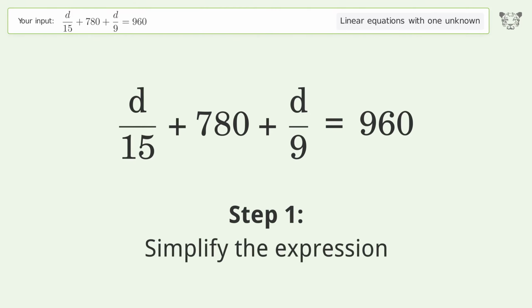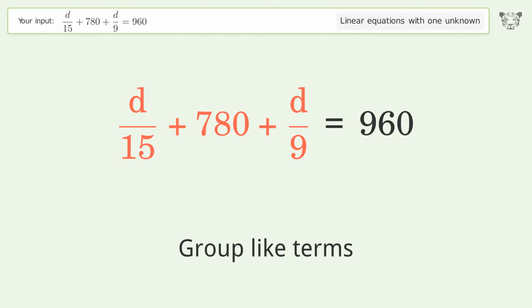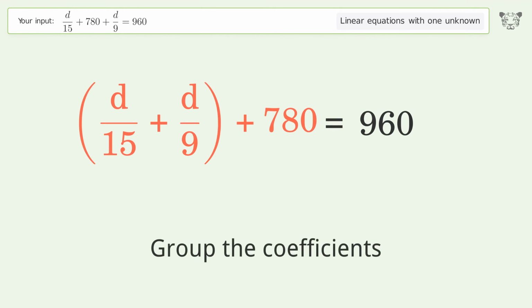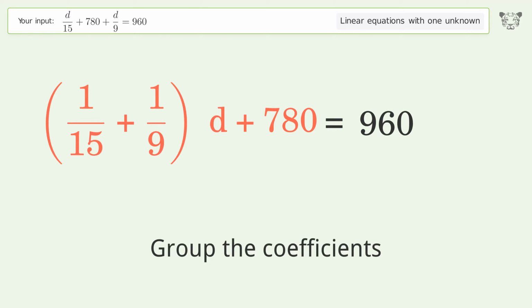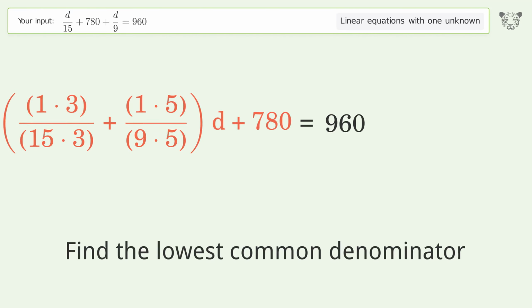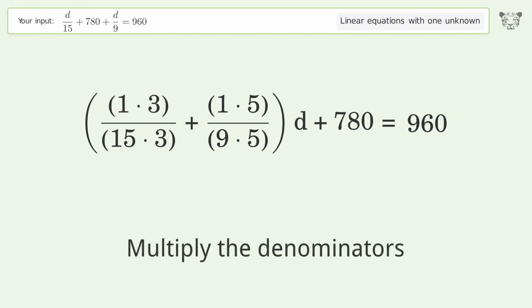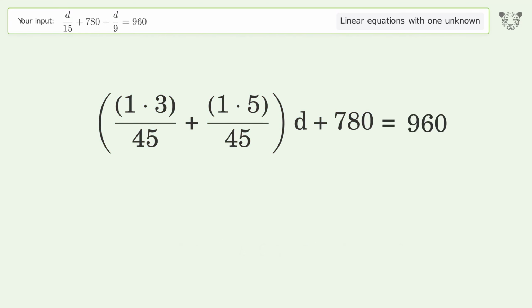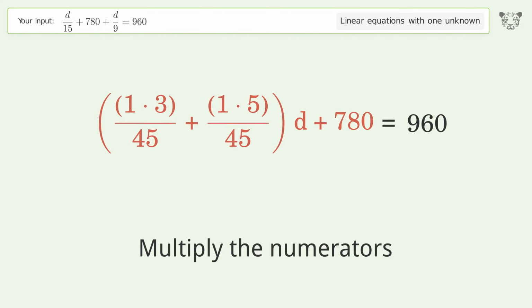Simplify the expression. Group like terms. Group the coefficients. Find the lowest common denominator. Multiply the denominators. Multiply the numerators.